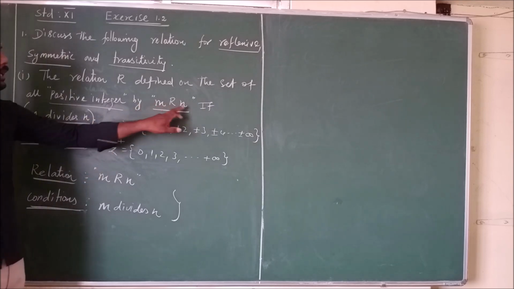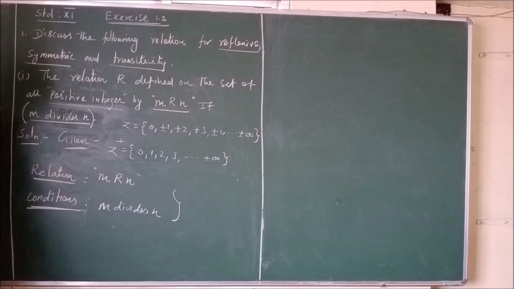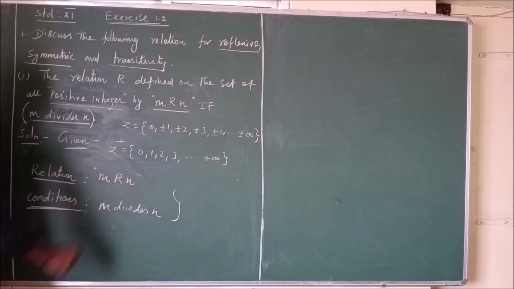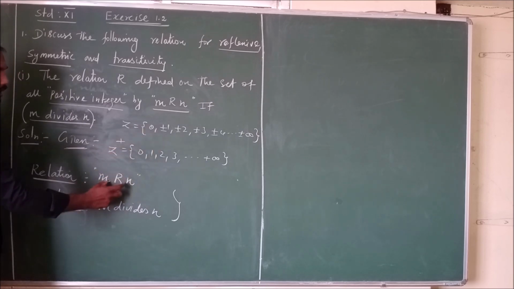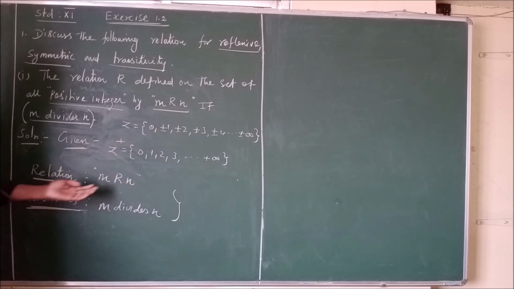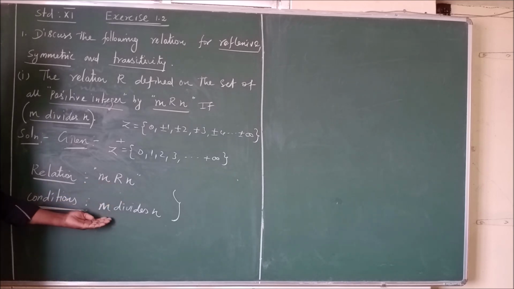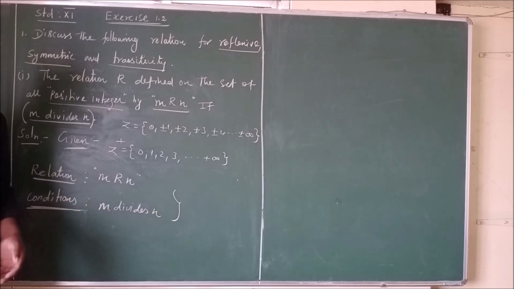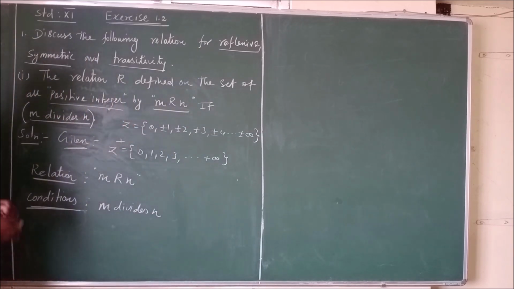Again, m related to n is the second given data. A relation is any two numbers taken in Z plus that satisfy the condition. These two numbers satisfy this condition: m divides n. Those are the basic given data.